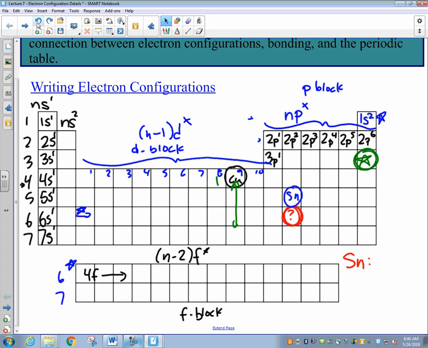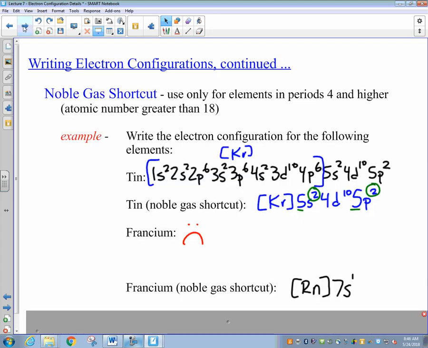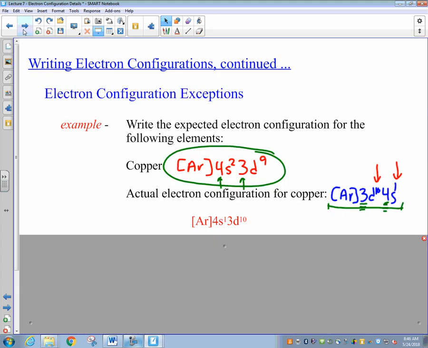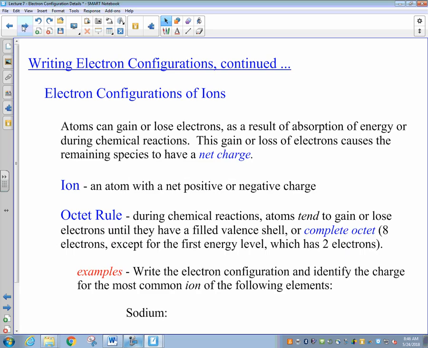So again, the actual electron configuration that atoms take is more important than whatever prediction we would make based upon our Aufbau sequence of rules. So always make sure you double check your periodic table, which you will have as a resource on your test when writing these electron configurations. All right, so we've talked about the noble gas shortcut. We've talked about the exceptions to the electron configurations.